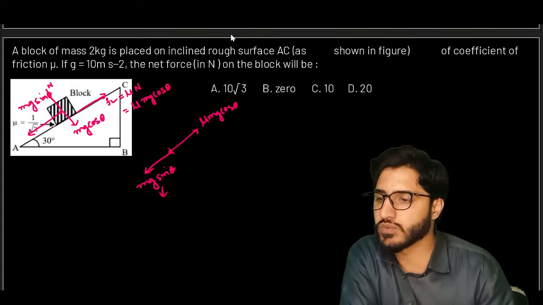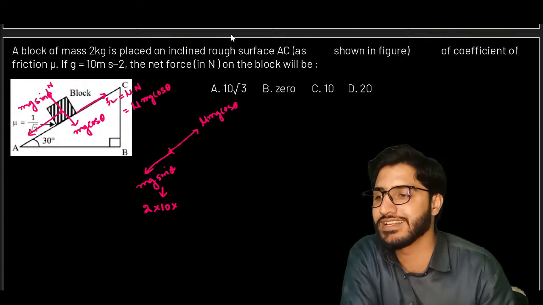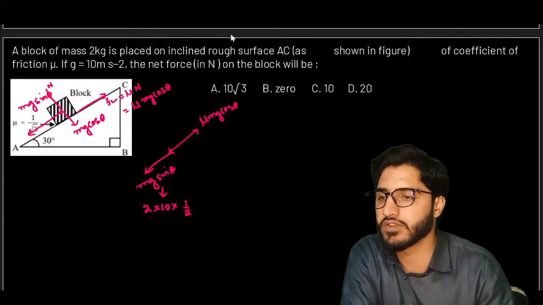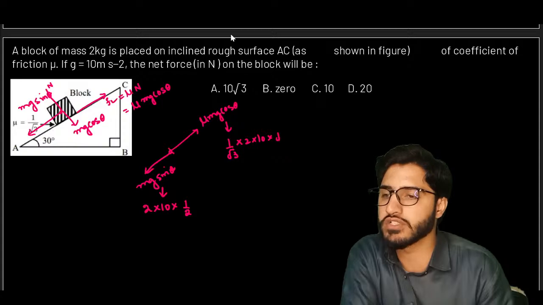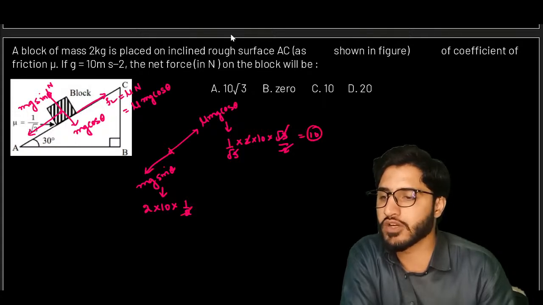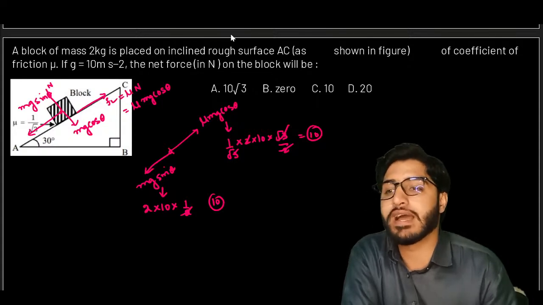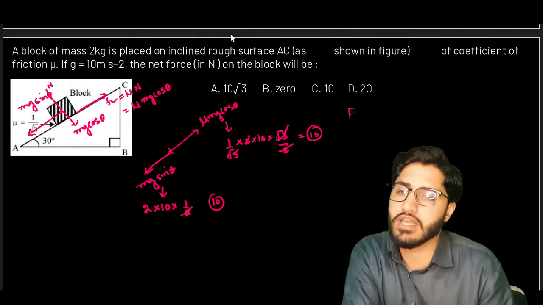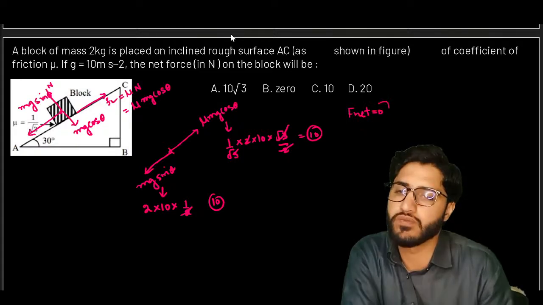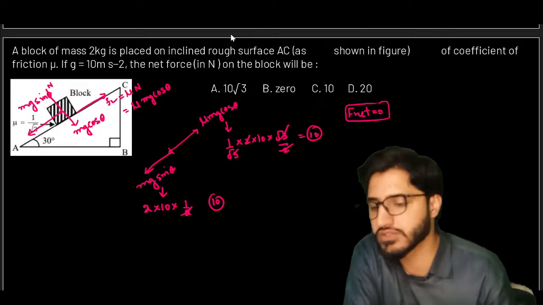What is the value of this one? Mass is given to be 2, g is 10, and sine 30 is 1 by 2. Now this one: nu is 1 by root 3, m is 2, g is 10, cos 30 is root 3 by 2. 2, 2 cancel out, 3, 3 cancel out. So my answer is 10 here. You can see now we have the force balanced. So what will be F net now? F net would be equal to 0.